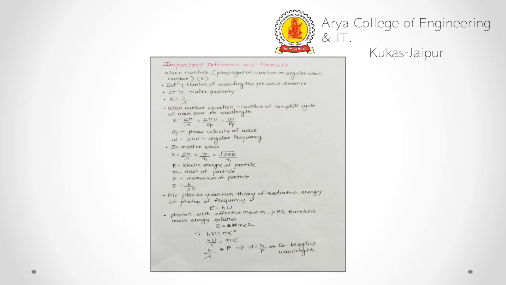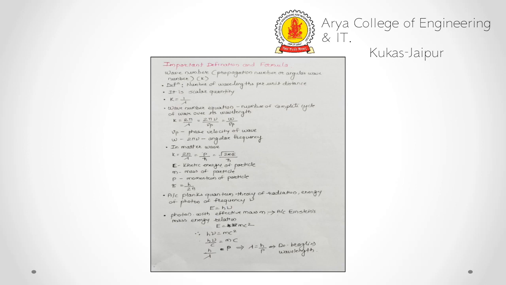In a matter wave, k, that is the wave number, can be written as p upon h cross, which is equal to under root of 2mE upon h cross, where E is the kinetic energy of the particle, m is the mass of the particle, and p is the momentum of the particle. H cross is equal to h upon 2 pi, which is also called the reduced Planck's constant.